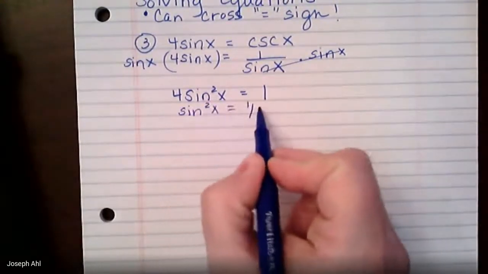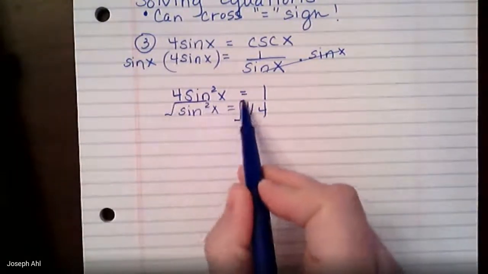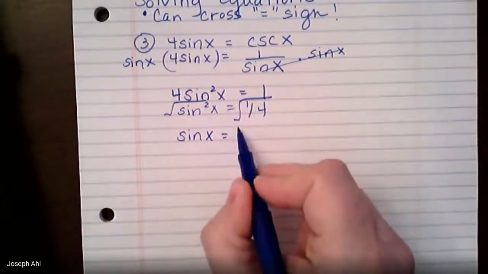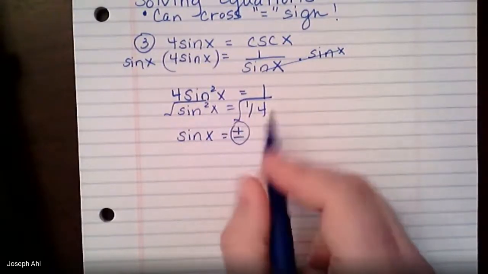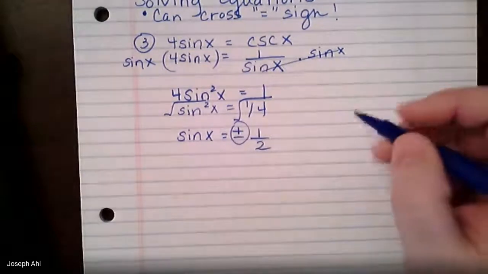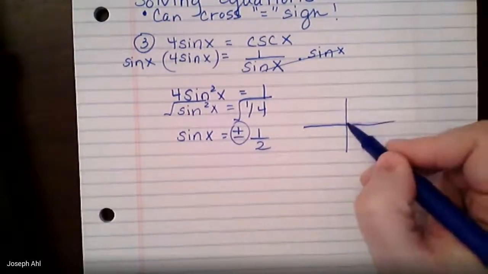Sine squared equals 1/4. Here's a step where I think a few of us missed on the last unit test: when you take the square root of both sides, you definitely have to write plus or minus. Important part there, plus or minus a half, which is actually kind of nice, right? Square root of a fourth is a half, so we're going to get some really nice reference angle solutions here.